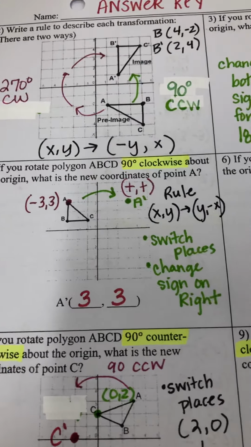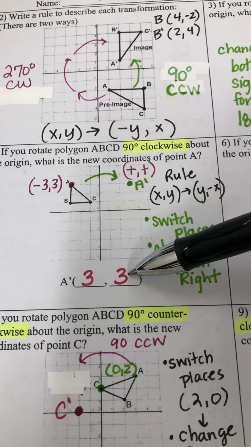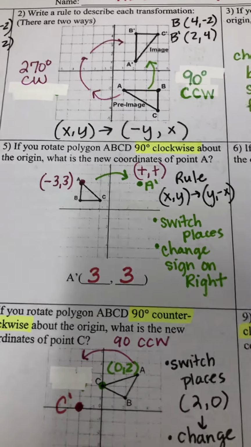90 degrees clockwise, again, hopefully you guys are able to apply these rules. Remember, for that one, you switch places, change the sign of the one on the right. When the numbers are the same, again, it can be a little confusing, but if you switch those numbers, they would have been (3, -3), and then you change the sign of the one on the right, that would have ended up (3, 3).